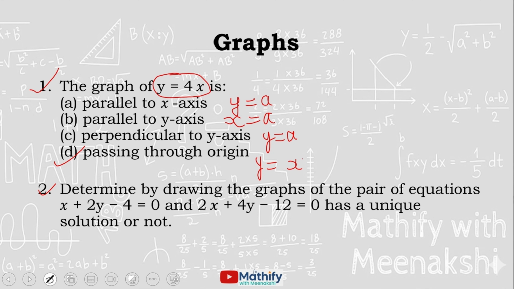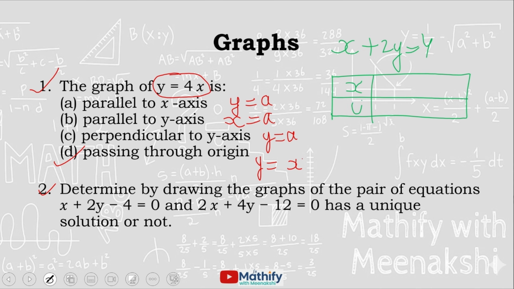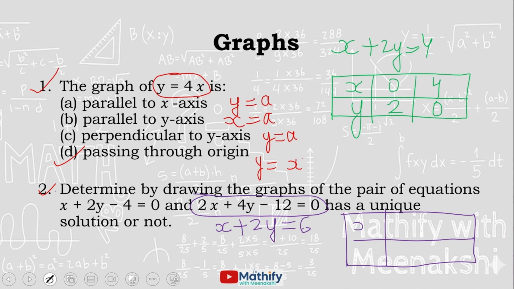Determine by drawing the graph whether the pair of equations has a unique solution or not. So let's draw the graph for these two. First you will write the equation x plus 2y is equal to 4. So let's make the table for this. When you keep x as 0, you will get y as 2. And when you keep y as 0, you will get x as 4. Similarly, let's make the table for the second equation. We can simply divide it by 2. So we are left with x plus 2y is equal to 6. When we draw the table for this, when we put x as 0, we'll get y as 3. And when we put y as 0, we'll get x as 6.